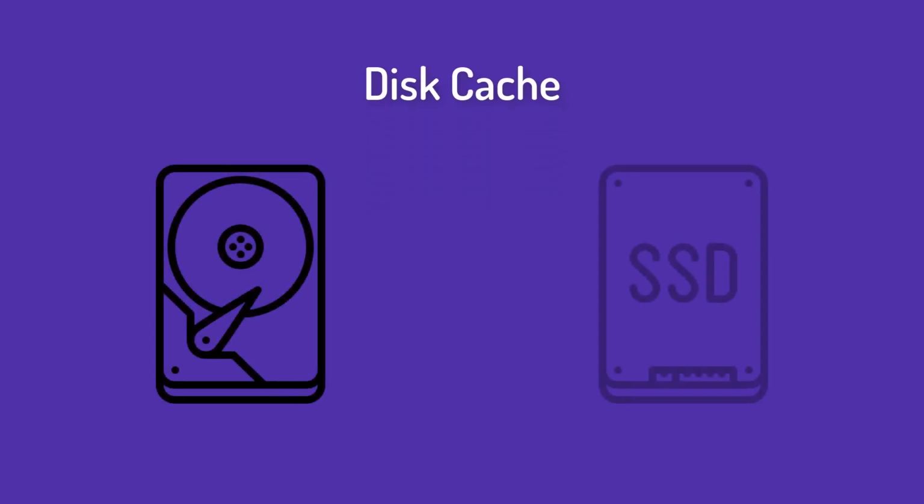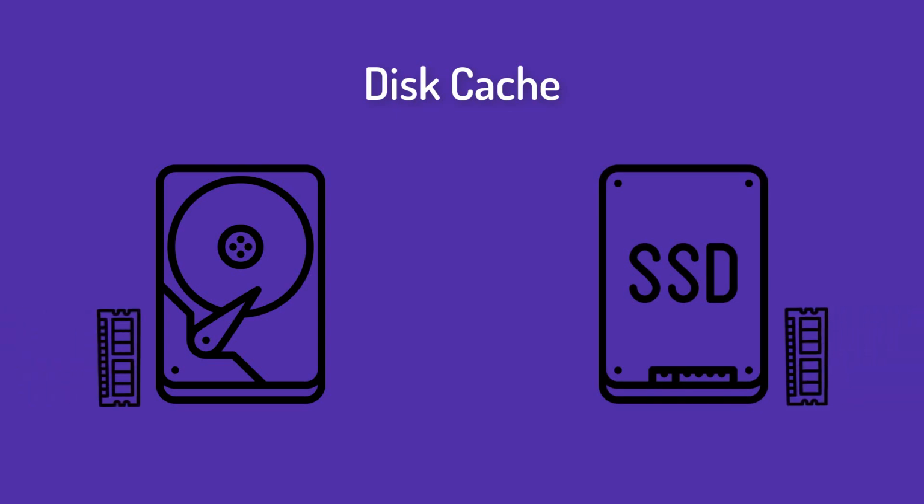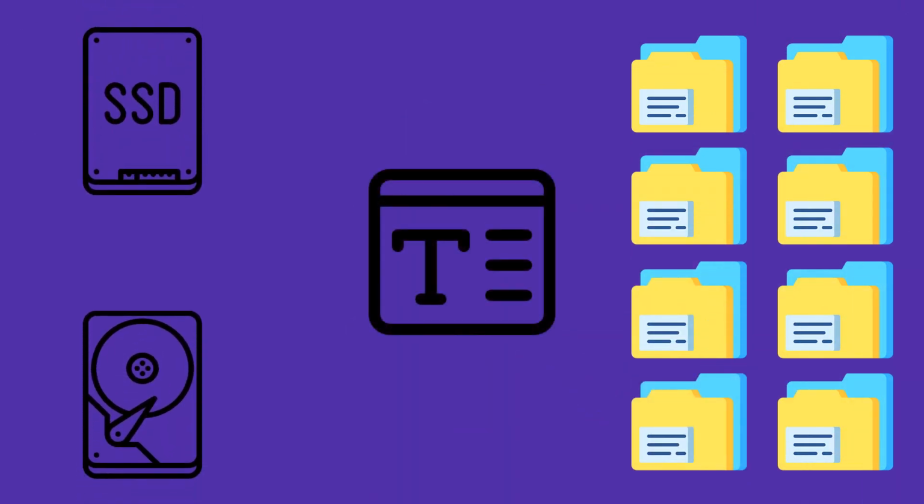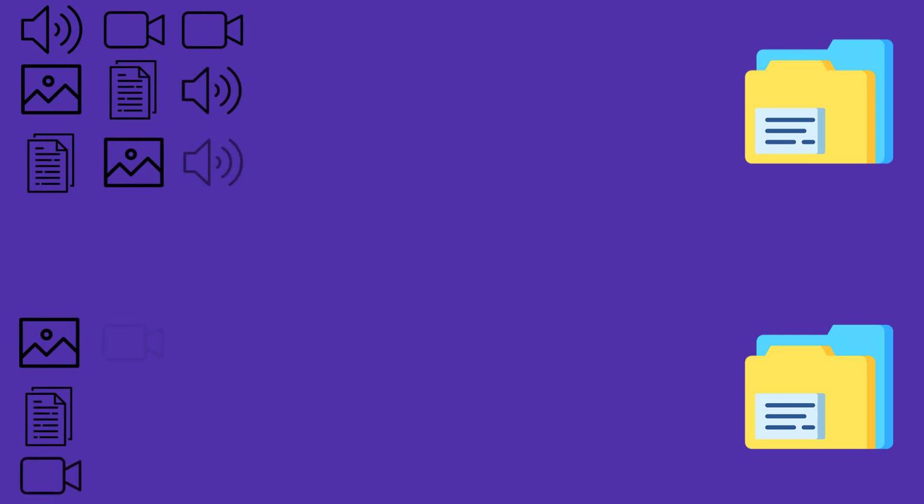Up next, we have another software cache named disk cache. Most HDDs and SSDs include a small amount of RAM that serves as a disk cache. A typical disk cache for a 1 TB hard drive is 32 megabytes, while a 2 TB hard drive may have a 64 megabyte cache. This small amount of RAM can make a big difference in the drive's performance. For example, when you open a folder with a large number of files, the references to the files may be automatically saved in the disk cache. The next time you open the folder, the list of files may load instantly instead of taking several seconds to appear.